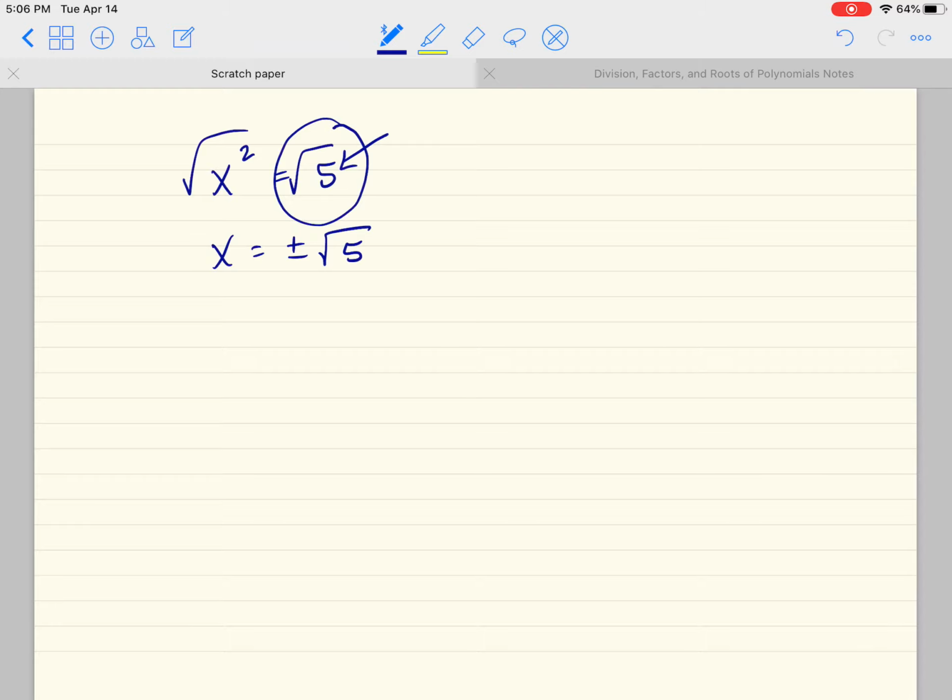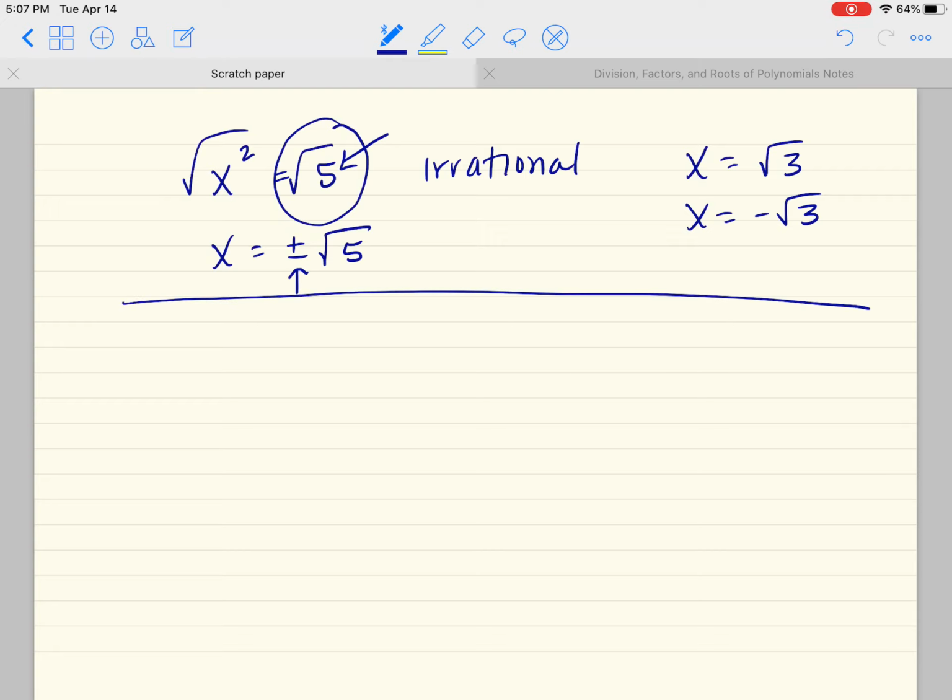So anytime you have an irrational solution, it came from taking the square root in that solving process, so you're always going to have the plus or minus in front of it. So irrational solutions like this come in pairs. They have to. There's always going to be a plus or minus in front of that square root. So if you were told that radical 3 was an answer, then we automatically know negative radical 3 would have to be an answer too.